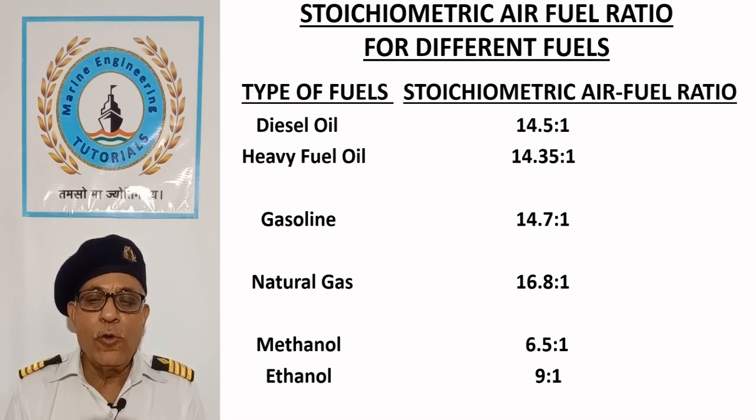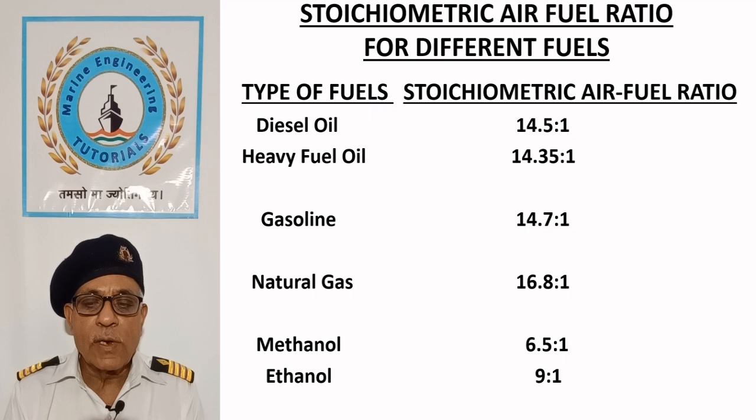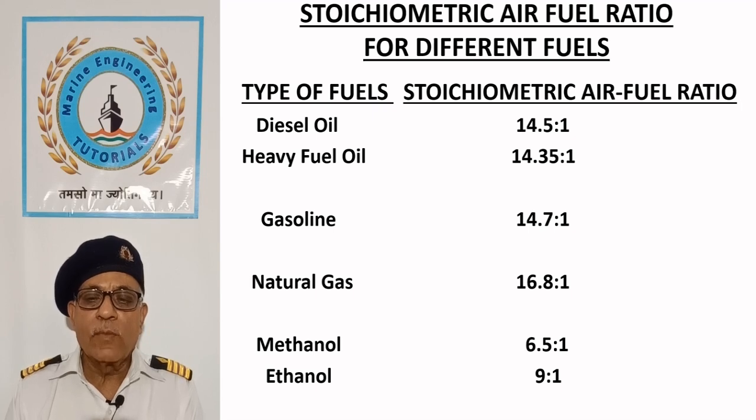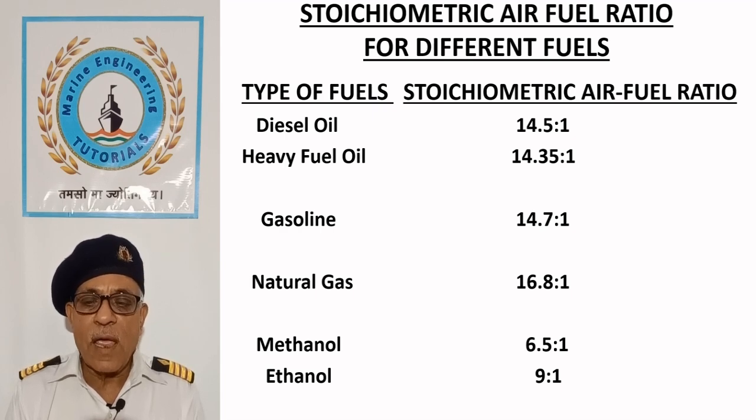When the air-fuel ratio in the mixture is less than the stoichiometric air-fuel ratio, it is known as rich mixture and results in black smoke. Similarly, if the air-fuel ratio of the mixture is higher than the stoichiometric air-fuel ratio, then this mixture is considered as lean mixture. A slightly lean mixture with 10 to 20% excess air is preferred for good combustion.